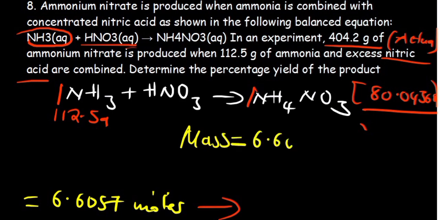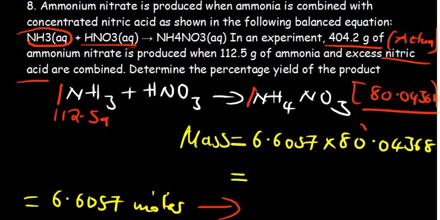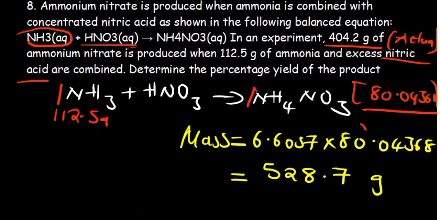So the 6.6057 multiplied by the 80.0438. So I'm getting a value of 528.7 grams produced. So now what we've calculated is what we call the theoretical yield. It is determined from the calculations stoichiometrically, using the stoichiometric calculations.